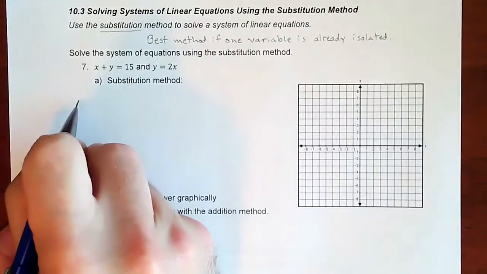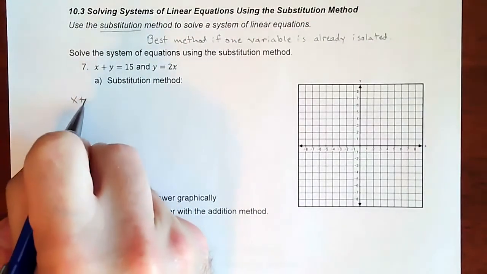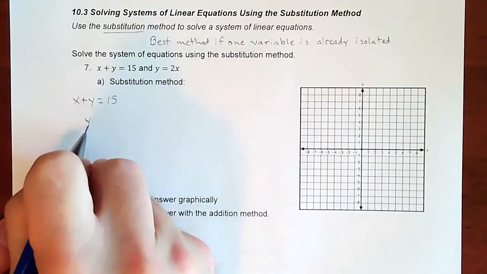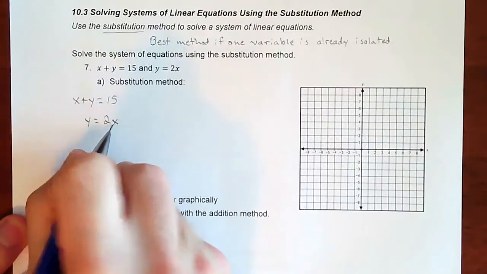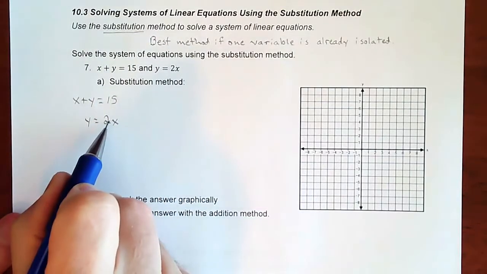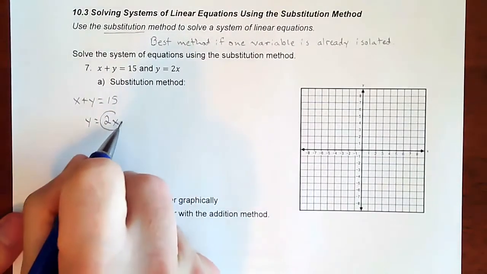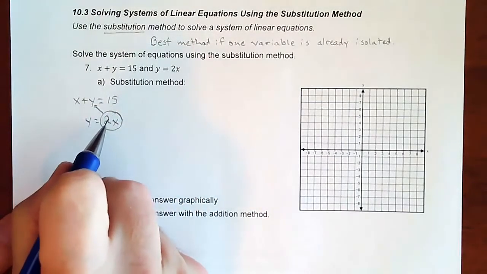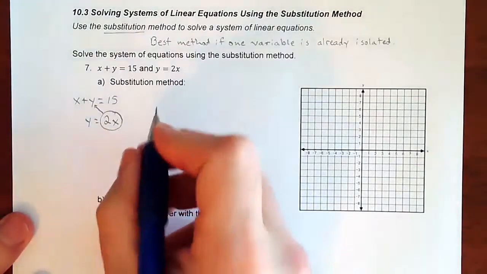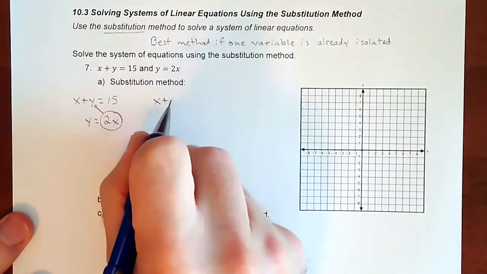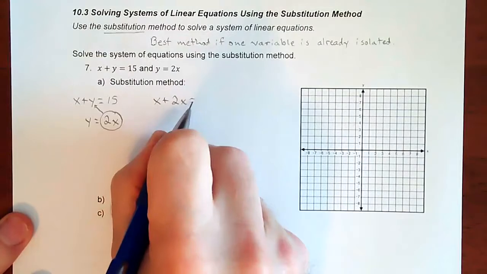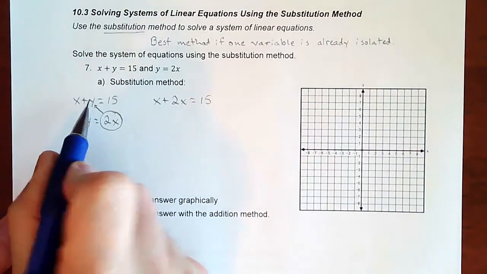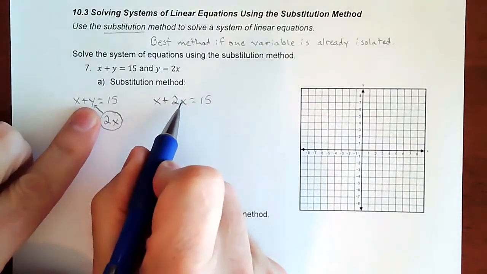So here we have one of the equations: x plus y equals 15. And then the other equation is y equals 2x. Well, if we know what y equals, then we can take this value and substitute it into the other equation. Because if that y equals 2x, so does that y. So then we can rewrite that as x plus 2x equals 15. So that y turned into 2x.